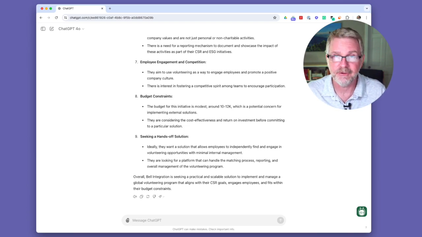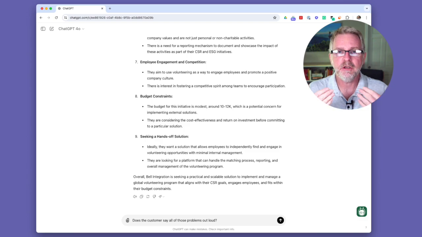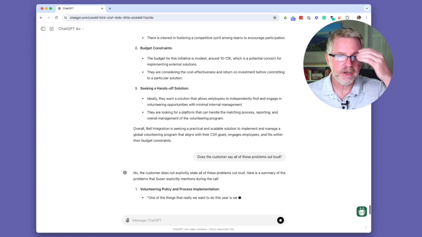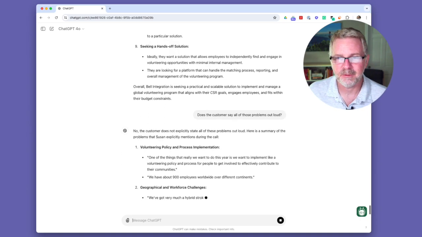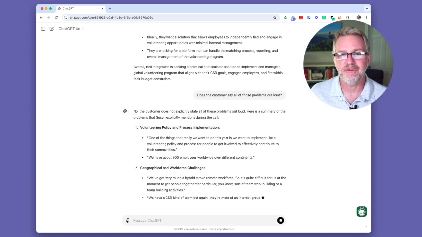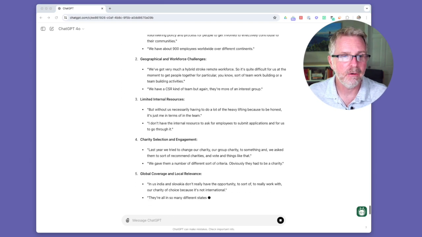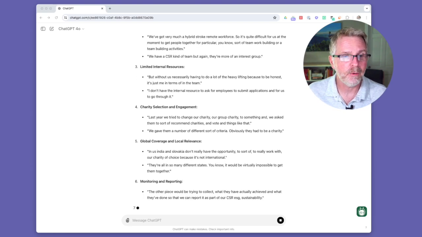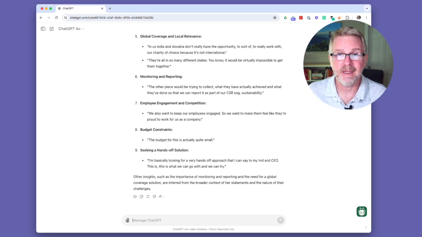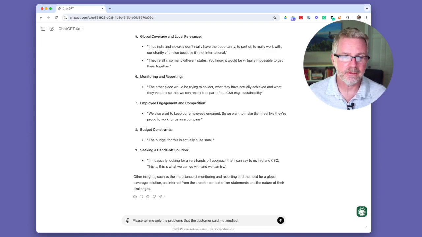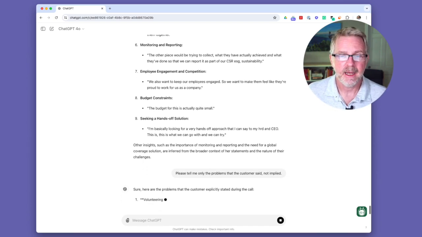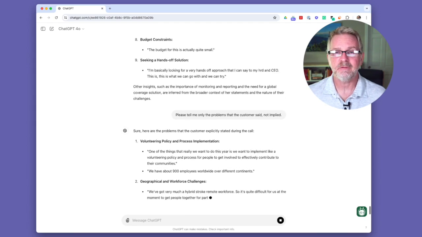You may remember the differences if this is your call, but follow up with this prompt. Does the customer say all of those problems out loud? And here you'll get, no, the customer does not explicitly state all of these problems out loud. Here's a summary of the problems that Susan explicitly mentions. That's very valuable, right? Now we know what we learned specifically and what we didn't. Pretty powerful. This is giving you some problems you may not have thought to ask, but also you can narrow it down. So you could say, please tell me only the problems that the customer said, not implied. And now it's going to give you the explicit problems you have.